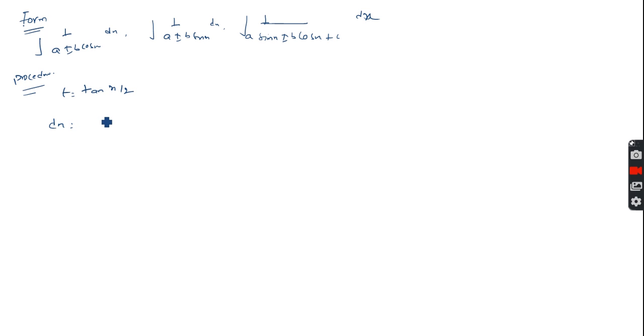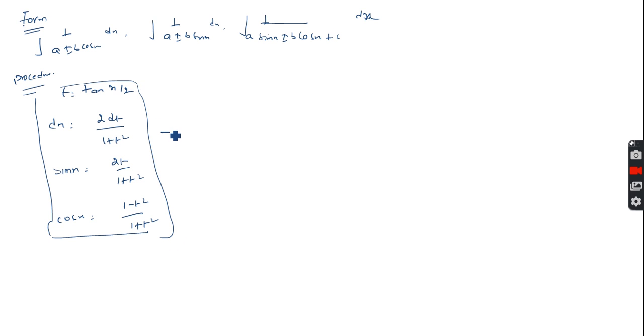And dx is equal to 2 dt by 1 plus t square, and sin x can be written as 2t by 1 plus t square. Cos x can be written as 1 minus t square by 1 plus t square. So we take these as equation number 2, and this as equation 1.